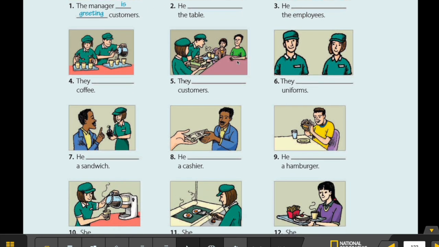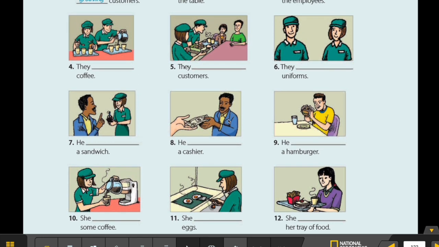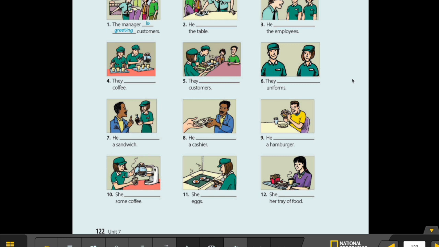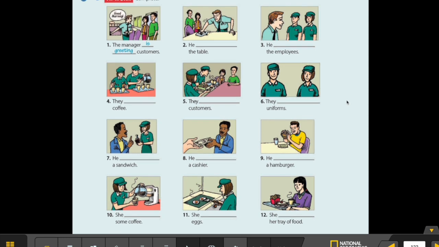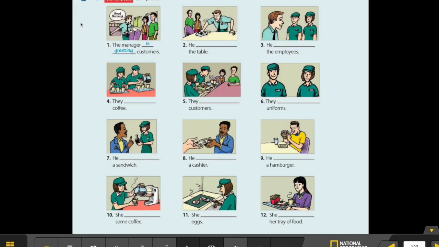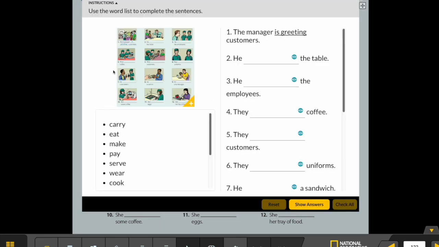Now you have like 11 more questions there, more vocabulary words or expressions. So pause the video and complete the exercise. All right, let's check the answers. Here we are, and here are the answers.